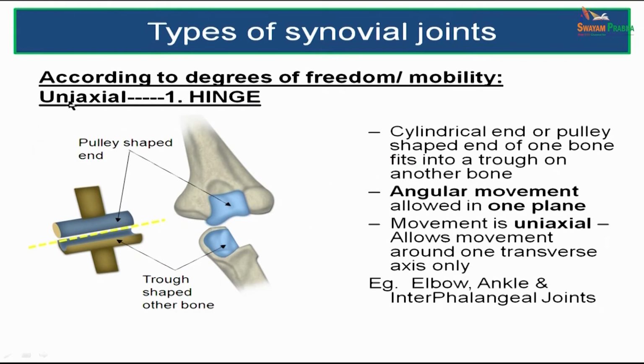Then coming to uniaxial joints. The first variety is the hinge joint. In hinge joints, one end of the bone looks like a cylindrical end or a pulley shaped end and the other end of the bone, the other bone looks like a trough. They both fit into each other and movement is allowed in one plane. So, it is a uniaxial joint and the movement is allowed in transverse axis. Examples, the elbow joint, the ankle joint and interphalangeal joints.